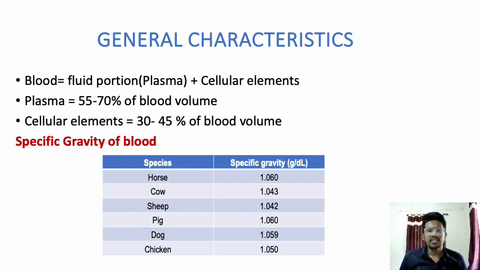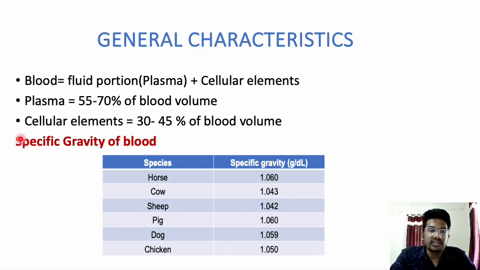The general characteristics of the blood. If we see, the blood is having a fluid portion which is otherwise called the plasma, and it does have cellular elements. The cellular elements comprise the RBCs or the erythrocytes, the WBCs or the white blood cells or the leukocytes, and the platelets. The plasma is around 55 to 70 percentage of the blood volume, and the cellular elements make up 30 to 45 percentage of the blood volume.